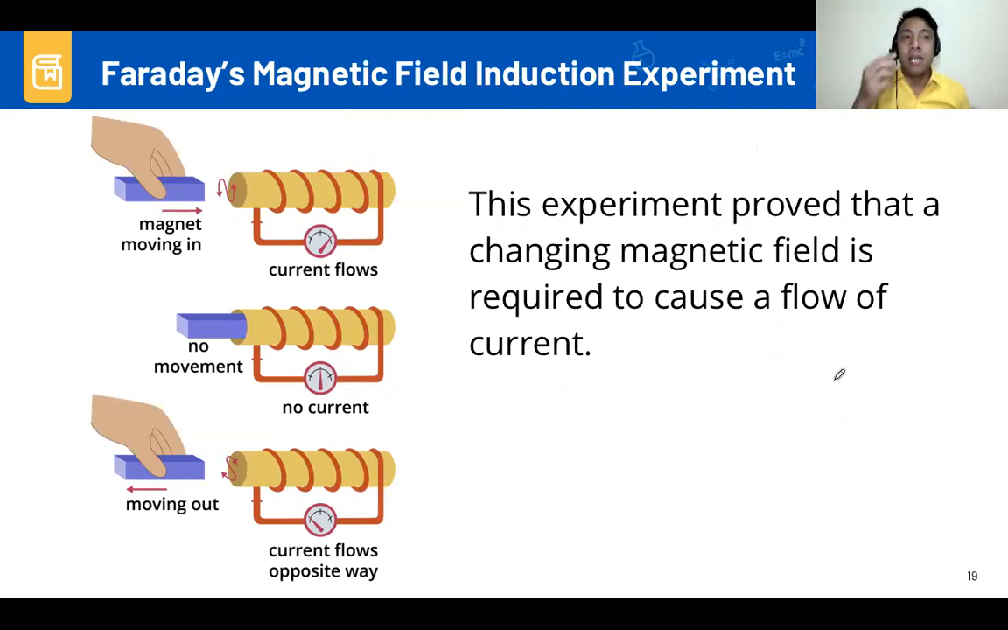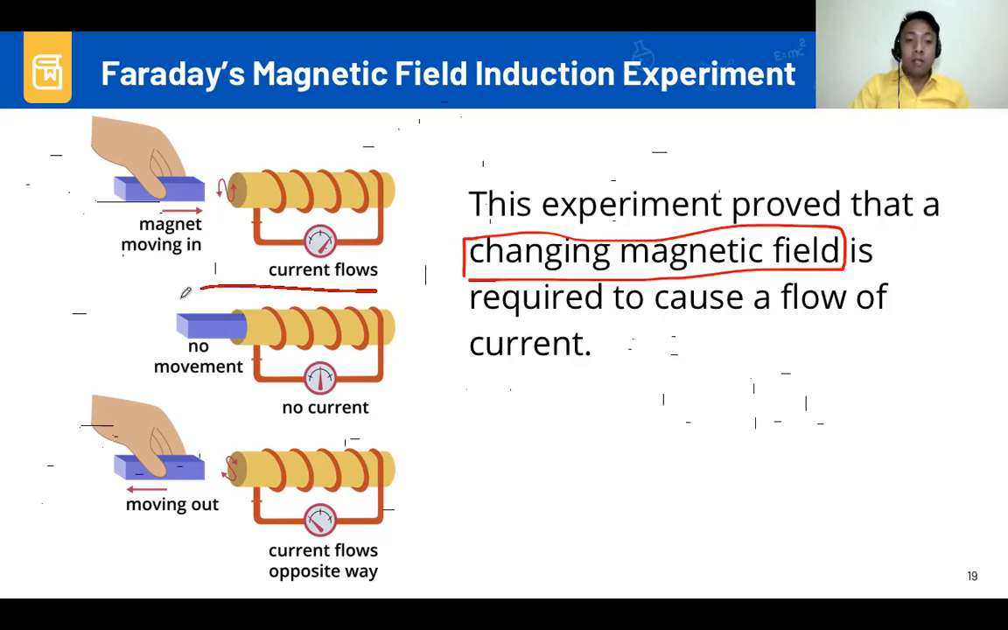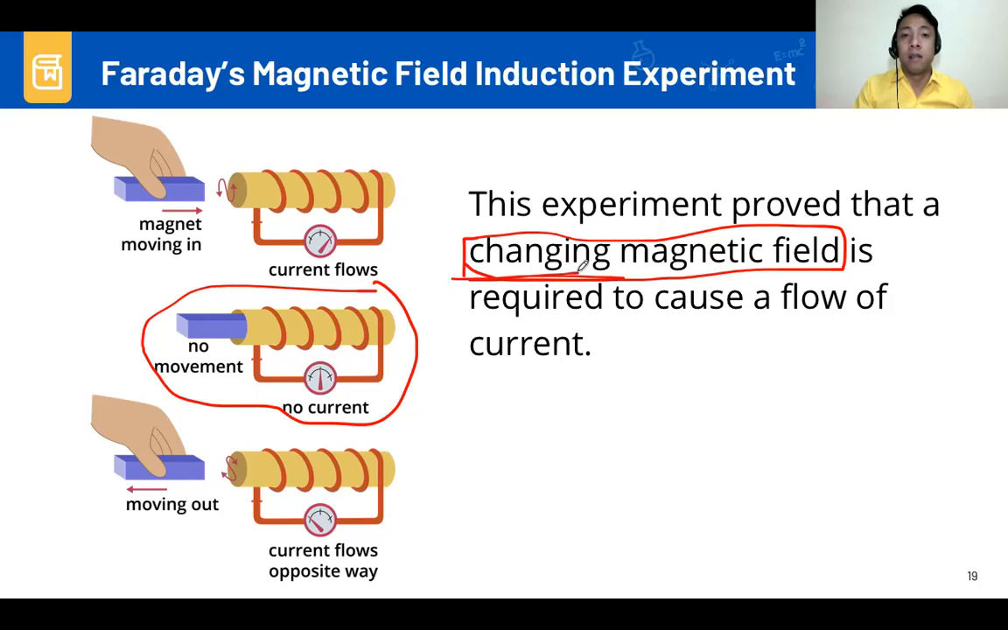And this one is the same as the experiment accidentally done by another physicist. Okay? So this one is related. This experiment proved that a changing magnetic field is required to cause a flow of current. So ano yung changing magnetic field na yan? Let's start with the middle. This is our middle. Since we're talking about changing, it means gumagalaw. Right? It's changing, so gumagalaw siya.